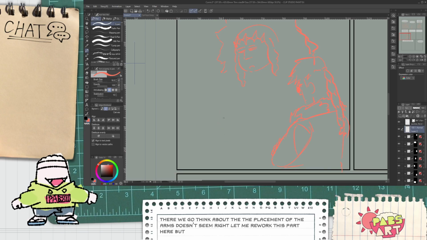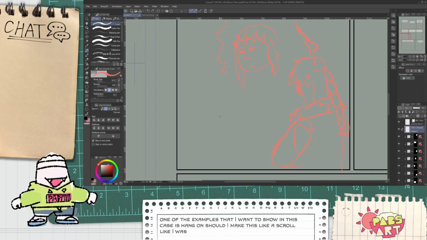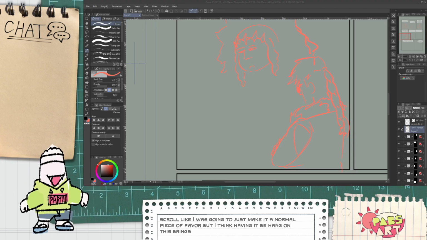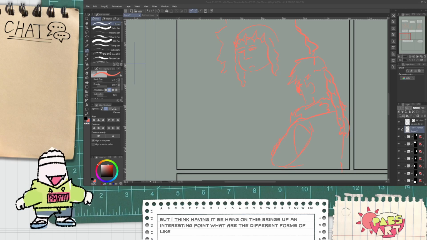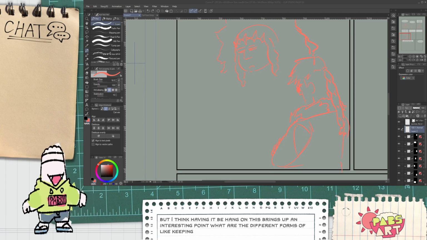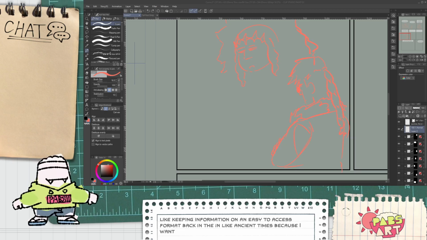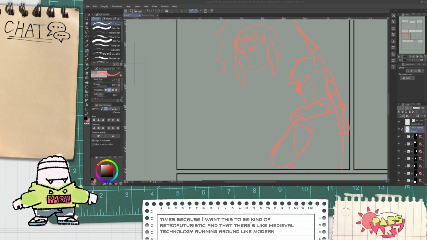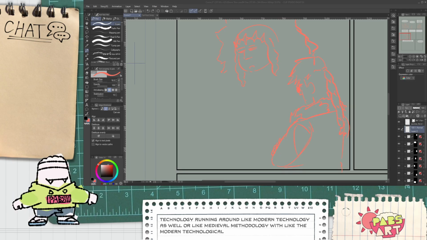But yeah, one of the examples that I want to show in this case is, hang on. Should I make this like a scroll? I was going to just make it a normal piece of paper, but I think having it be, hang on, this brings up an interesting point. What were the different forms of keeping information in an easy to access format back in ancient times? Because I want this to be kind of retro futuristic, in that there's medieval technology running around with modern technology as well. Or medieval methodology with the modern technological aesthetic.